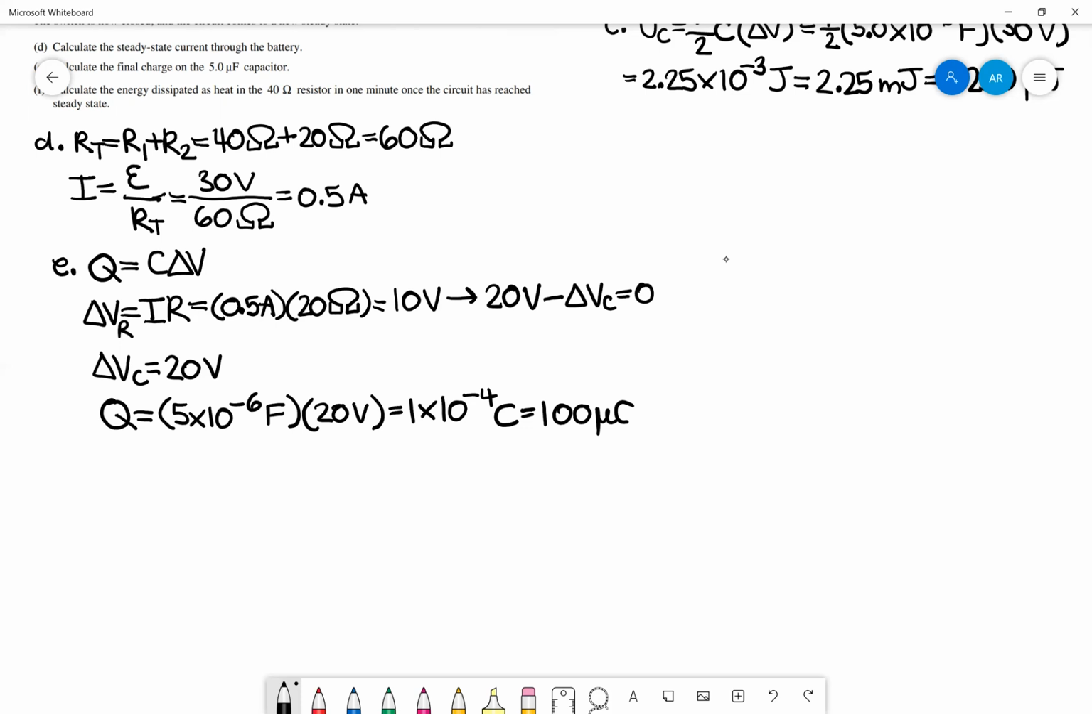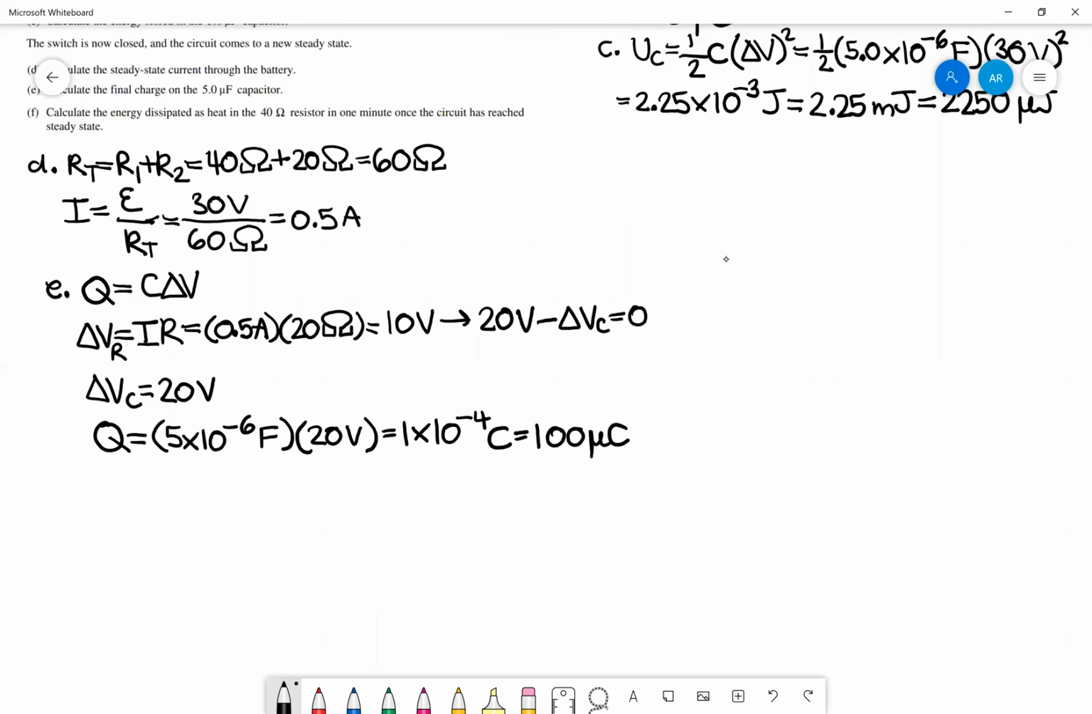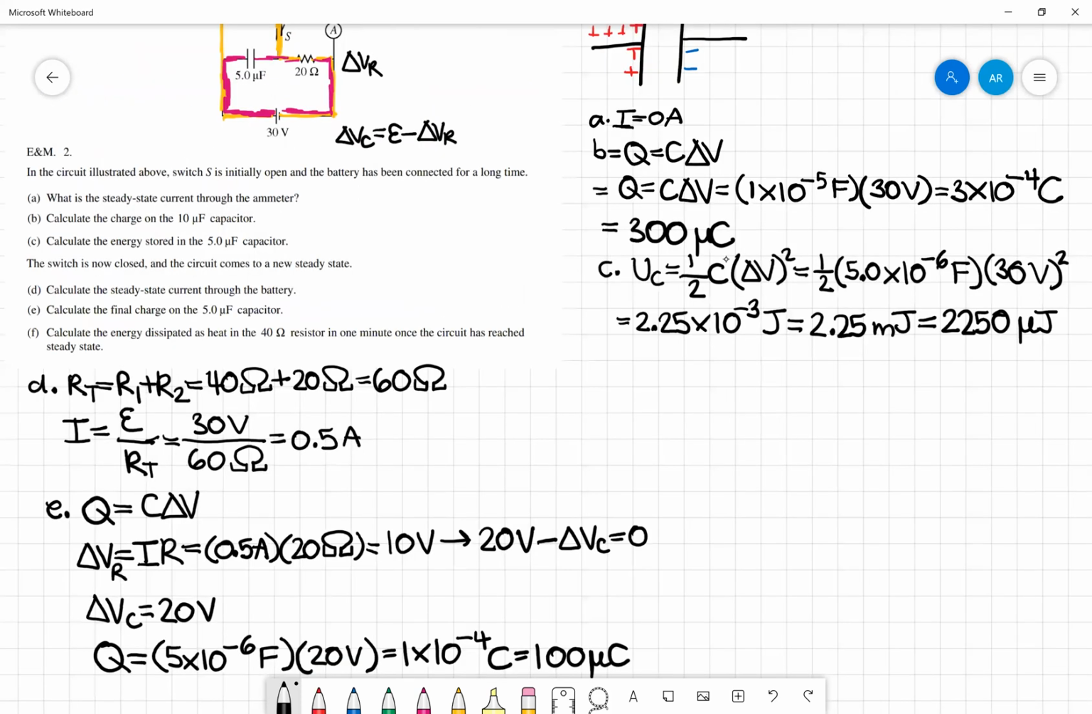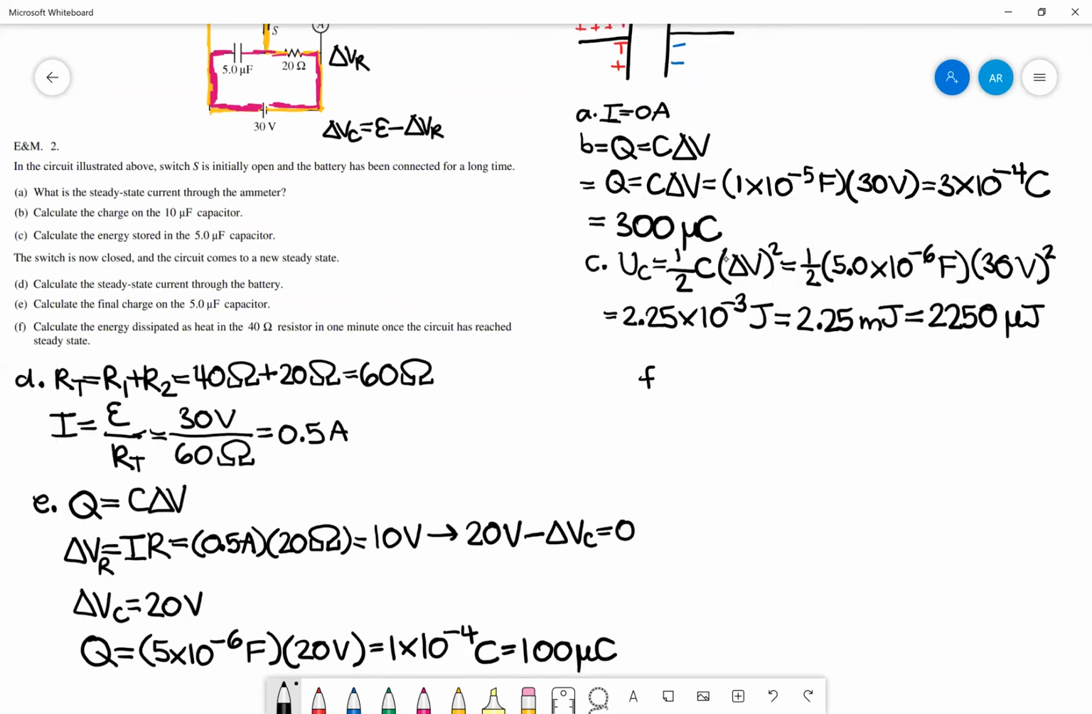Okay, let's go to the final part, part F. Part F asks us to calculate the energy dissipated as heat in the 40 ohm resistor in 1 minute once the circuit has reached steady state.